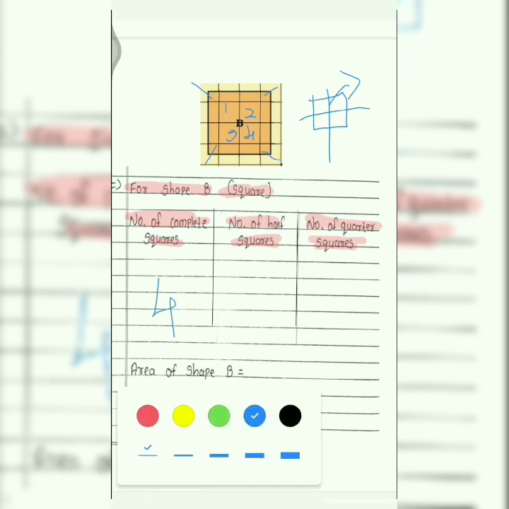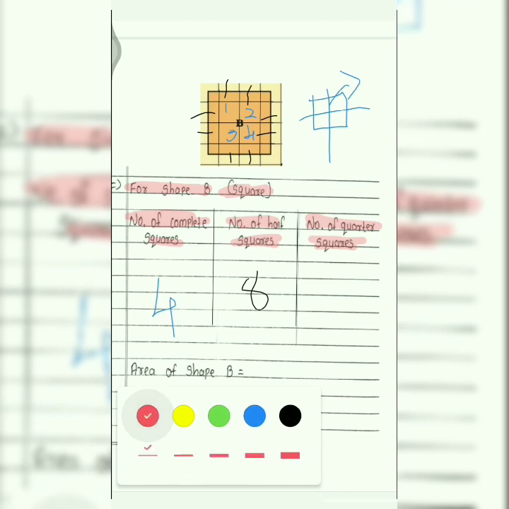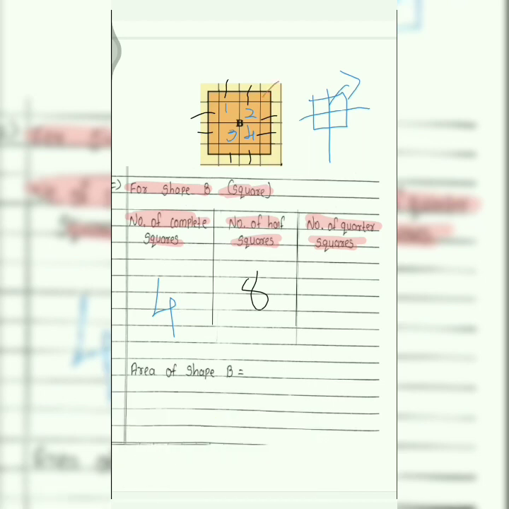Okay. Now number of half squares. Pay attention here. Yes, there are half squares: 1, 2, 3, 4, 5, 6, 7, 8. How many half squares are there? 8. And last one, number of quarter squares. What will be the number of quarter squares? Yes, 1, 2, 3 and 4. 4 quarter squares are there.